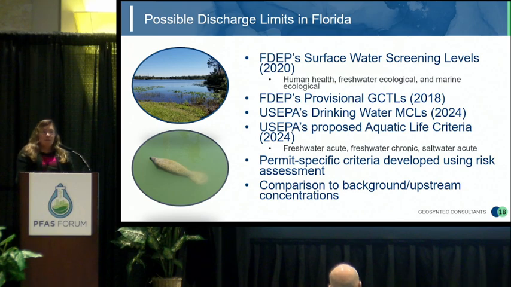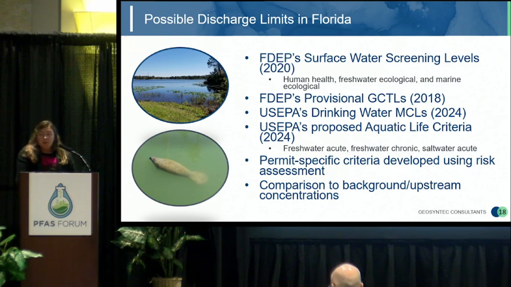Like many things with PFAS, but especially in stormwater and in NPDES permits, there's not rigid guidance, and there's not guidance in Florida, but also not at the federal level. So I've outlined some possible discharge limits that you might have on a permit. DEP has surface water screening levels. Those were on one of the slides that Travis walked through. That's just for PFOS and PFOA. Similarly, DEP's provisional GCTLs are also only for PFOS and PFOA, but if you're discharging to a surface water body, is comparing it to a provisional groundwater standard really relevant or applicable?